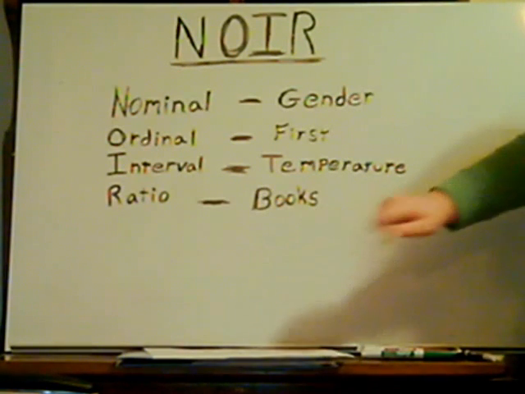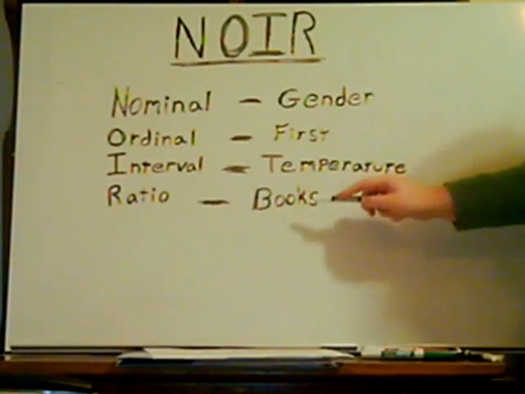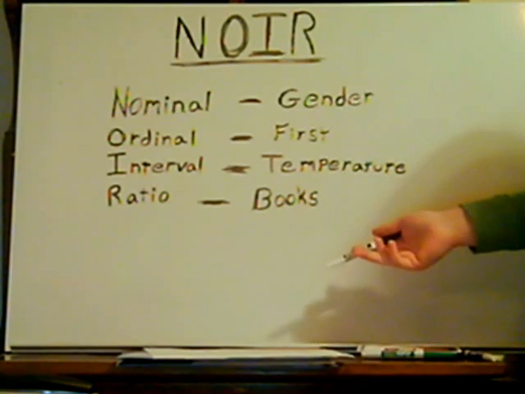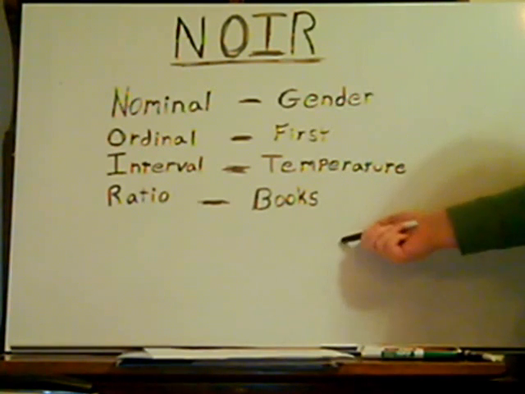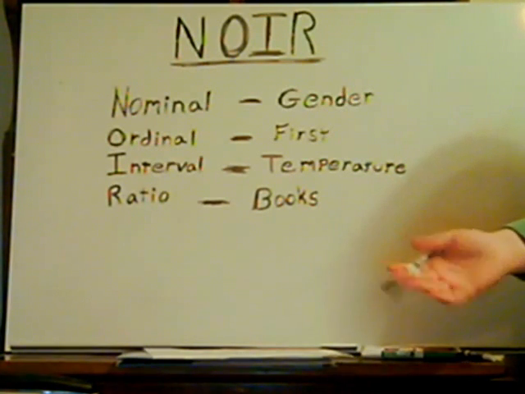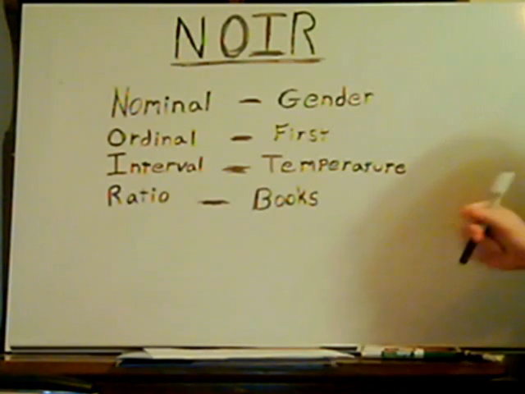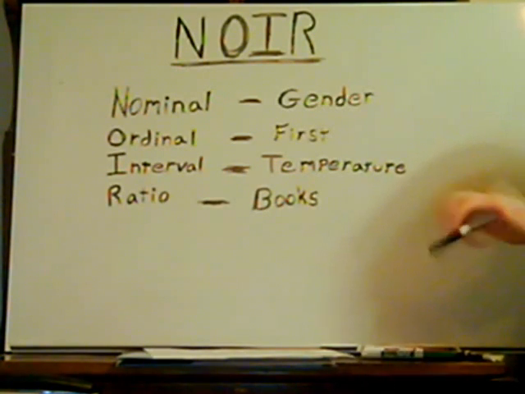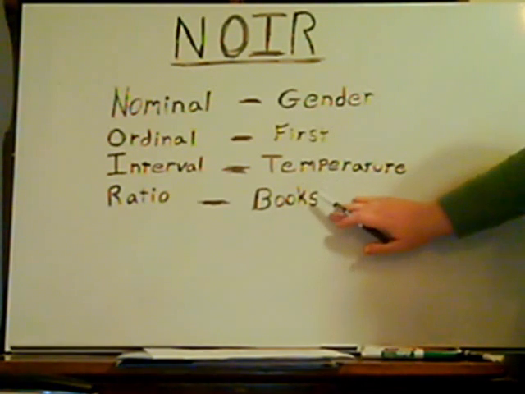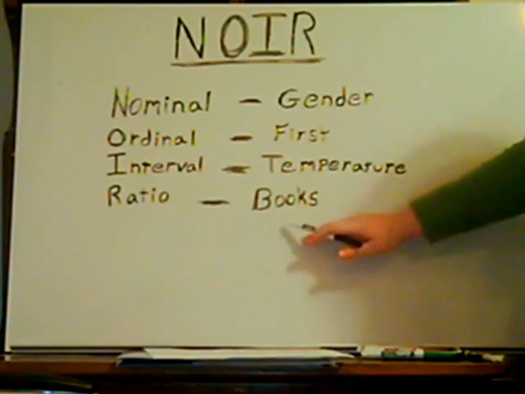And ratio is the exact same as interval, but for one thing. A ratio has a meaningful 0 point. One example of a ratio variable would be the amount of books one has. You can't normally have a half a book, or a third of a book, or 8 books and a quarter. That's debatable, but that's another class. The real difference between interval and ratio variables is that ratio, again, as was mentioned, has a meaningful 0 point.